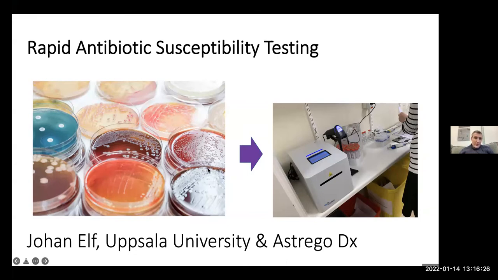The talk will be about how we can go from this plate antibiotic susceptibility testing to a rapid small machine that you can see to the right here. I don't need to explain the importance of antibiotic resistance to this audience, but why do we want rapid antibiotic susceptibility tests, or ASTs?